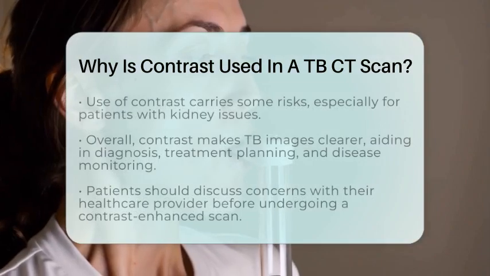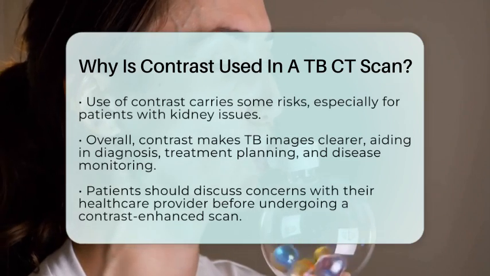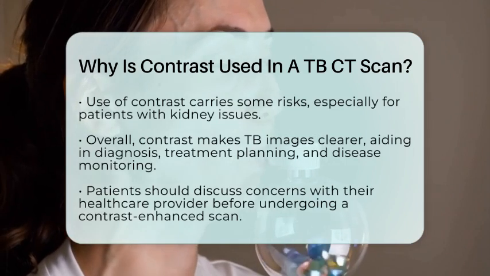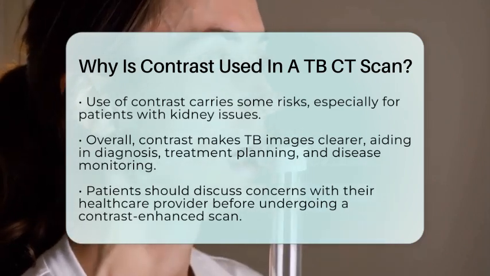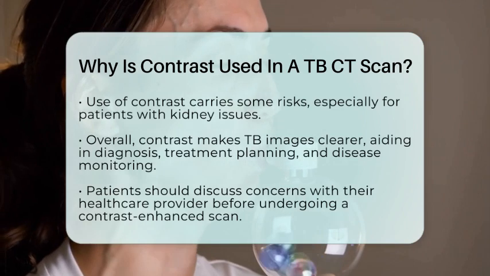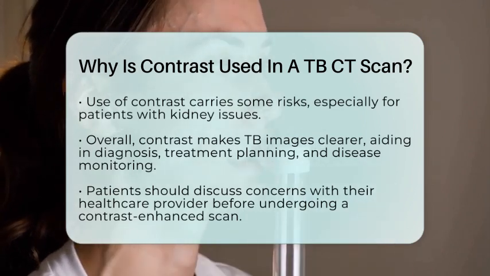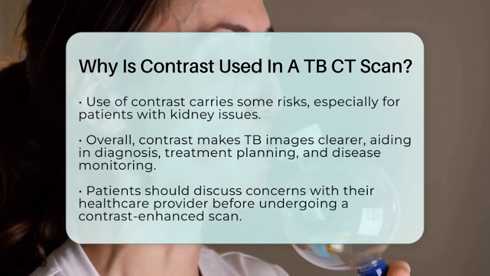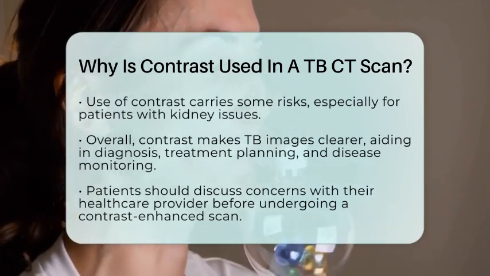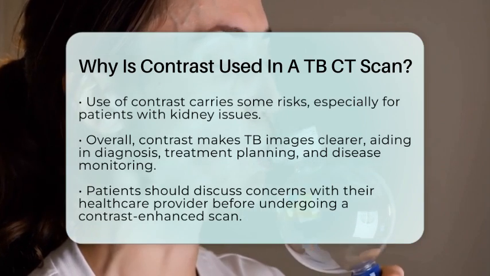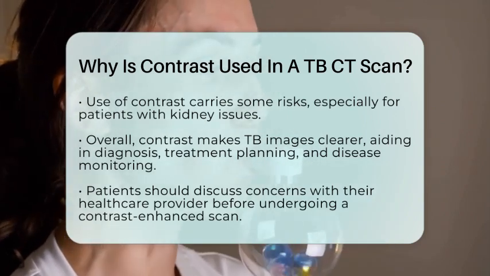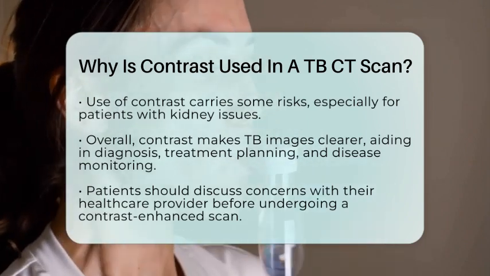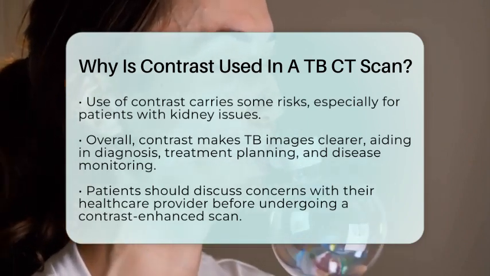While contrast agents significantly improve the accuracy of imaging, they are used carefully because they can pose risks, especially for people with kidney problems. Overall, contrast in a TB CT scan makes the images clearer and more detailed. It helps doctors differentiate tuberculosis from other diseases, assess how active and widespread the infection is, and plan the best treatment. Remember, every patient is different, so healthcare providers always weigh the benefits and risks before using contrast.